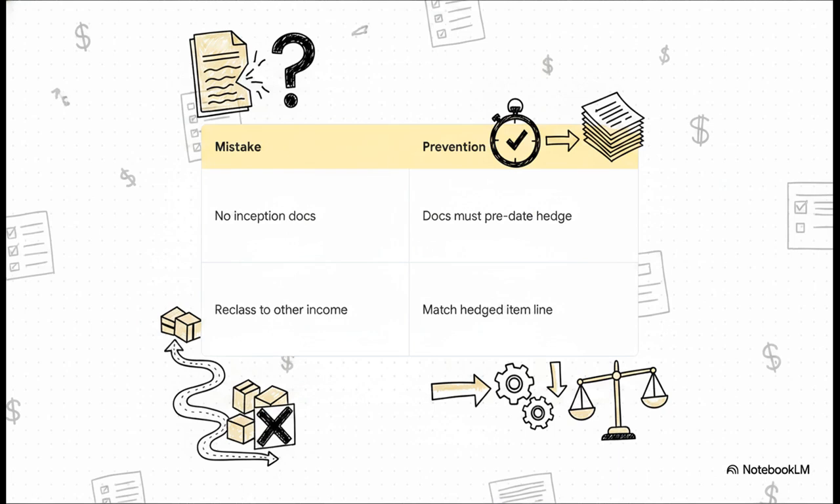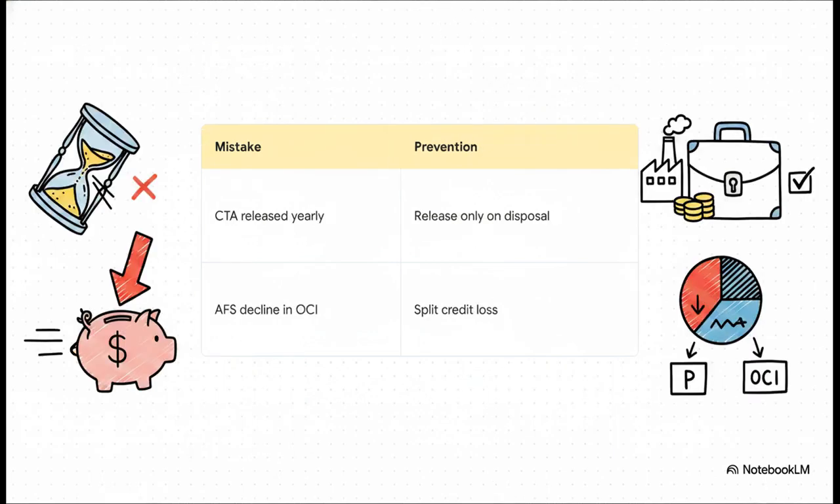Mistake number 2 is getting lazy and reclassifying a settlement to a generic other income line. Don't do that. To prevent a misclassification, the reclass must always go to the exact same P&L line as the hedge data. Okay, that brings us to some massive traps regarding CTA and available for sale securities. Imagine amortizing CTA over time, kind of like an intangible asset. Sounds logical, right? Wrong. It's a disastrous habit. CTA never, ever amortizes. The only time we release it to earnings is upon the full, complete disposal of that foreign subsidiary.